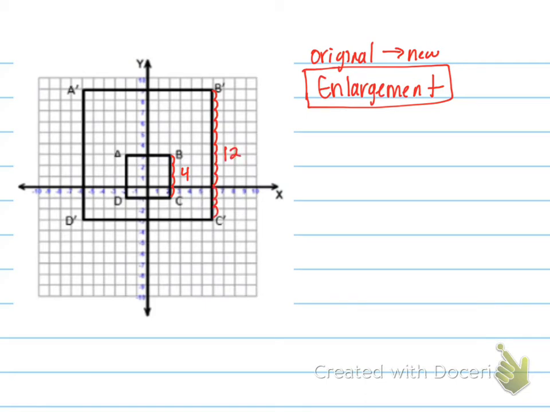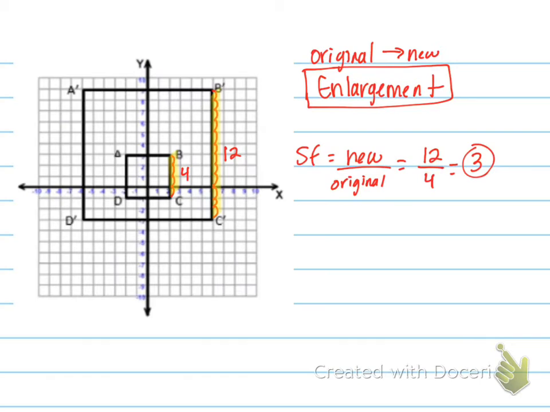And as a reminder, to get our scale factor, we take our new over our original. Our new value is 12, and our original is 4. So when I reduce that, I do get a 3. That means from 4, I multiply by 3 to get that 12.